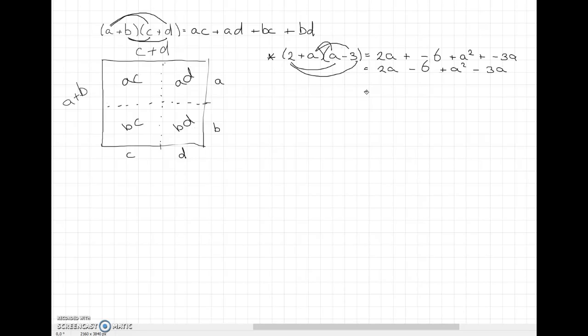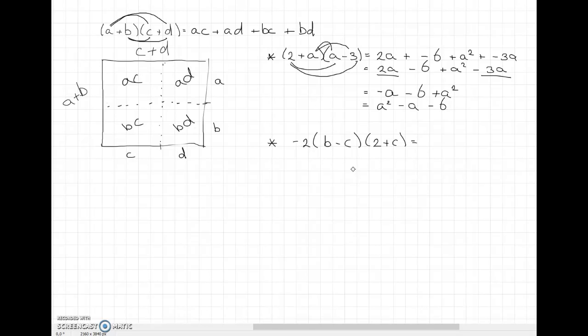And we can simplify this even further by noting that 2a and negative 3a are like terms. So 2a minus 3a is negative a. And then the other two terms are not like terms, so they stay the same, negative 6 plus a squared. This is simplified. It's a little neater to sort the terms by putting the one with the highest order, the highest power, in front, a squared, then the other letter, and then lastly the number.